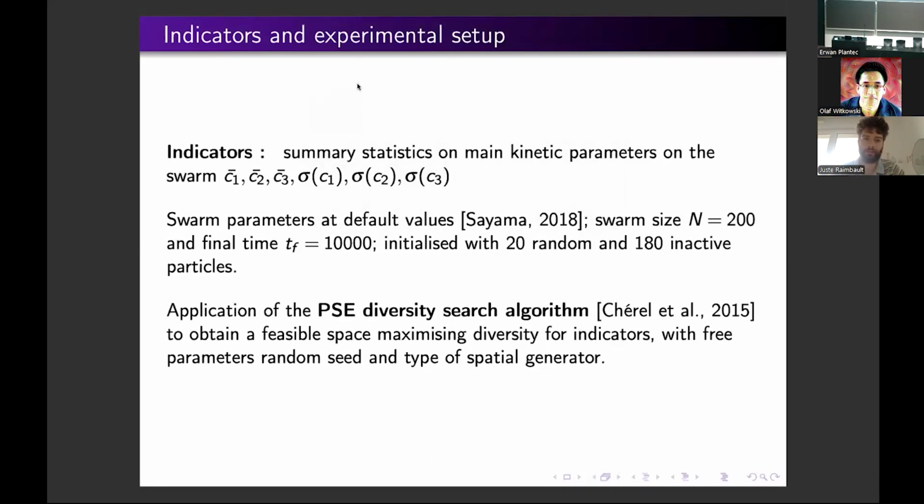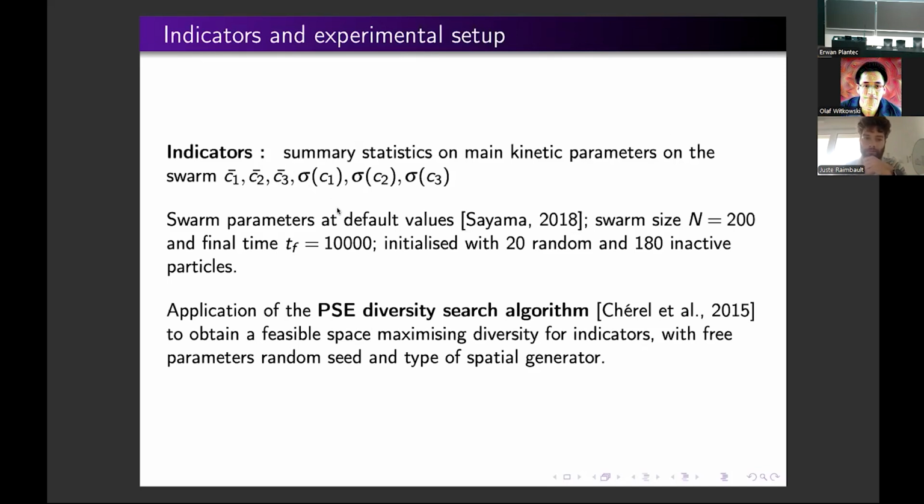So what are the indicators to quantify outcomes? We still stay very simple, because what would be interesting in that case would be to look at what also was done in Hiroki's paper, looking at a macro object and looking qualitatively at what type of object this type of space gives. But here it's preliminary work, so we stay with simple indicators. We look at summary statistics on the kinetic parameters of particles, so the averages of C1, C2, C3, and also the standard deviation of these values.